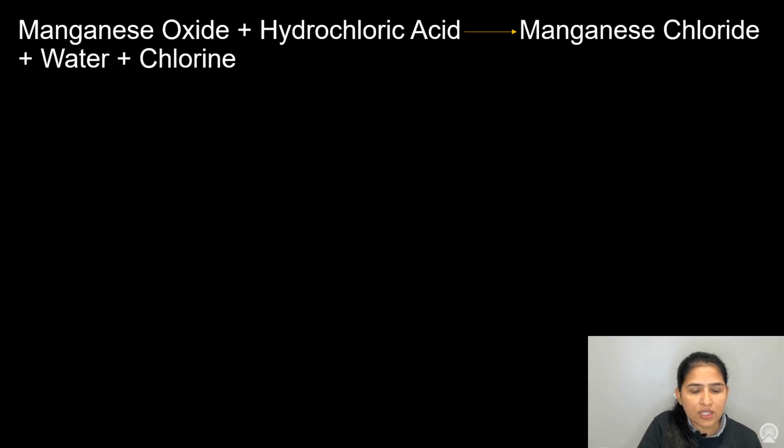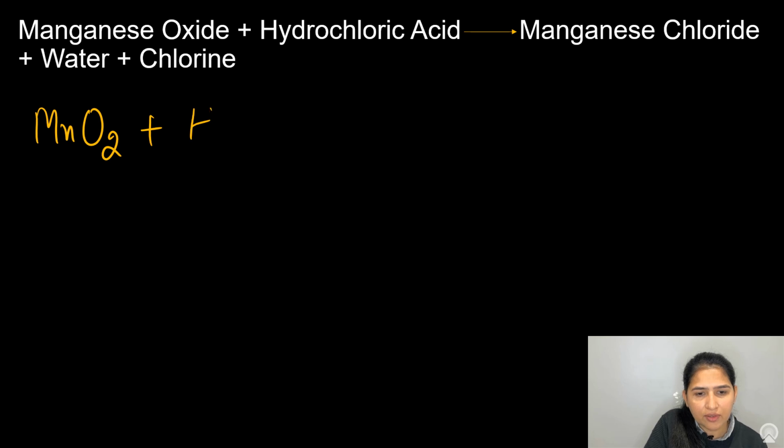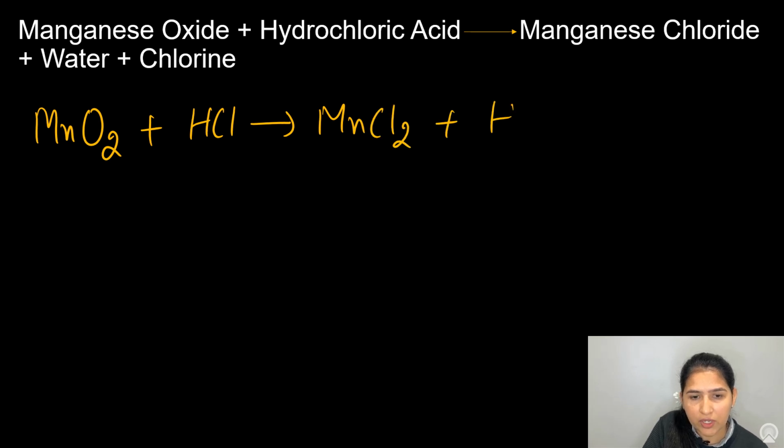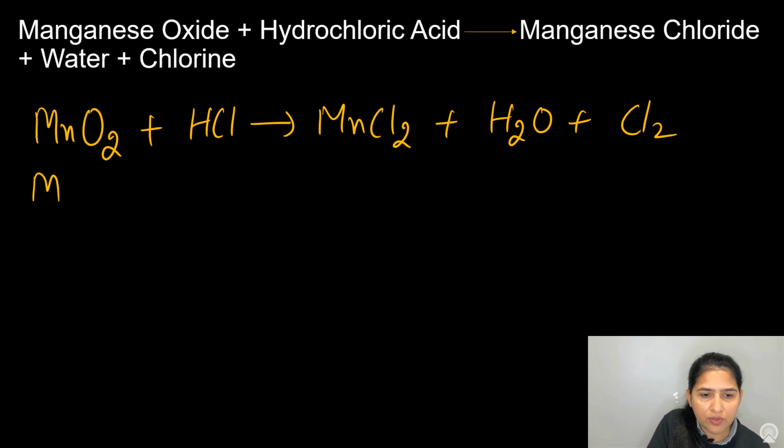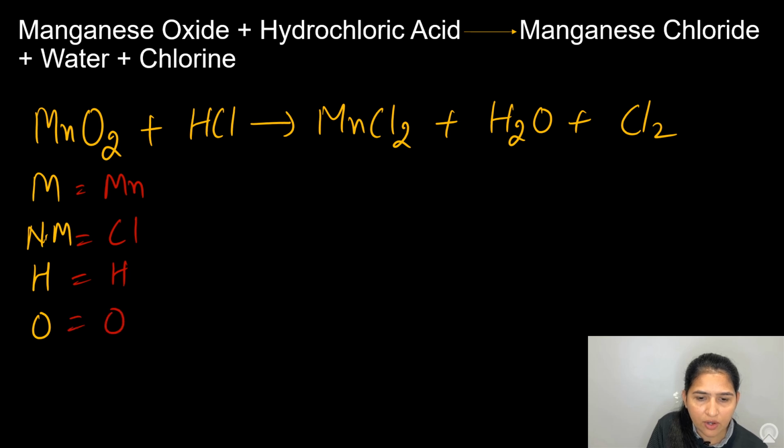And the next is with manganese oxide, hydrochloric acid. We are reacting manganese oxide with hydrochloric acid to get manganese chloride, water and chlorine. Okay, again we have to check metal, non-metal, hydrogen and oxygen. So what we are having? We are having as metal manganese, non-metal chlorine. Of course we are having hydrogen and oxygen in this.